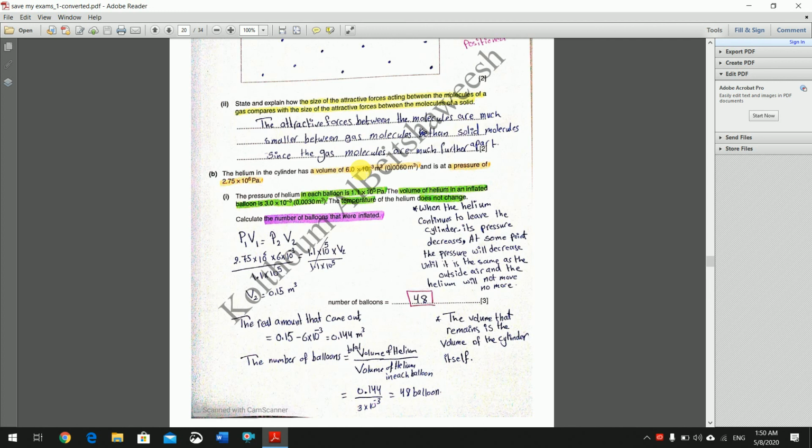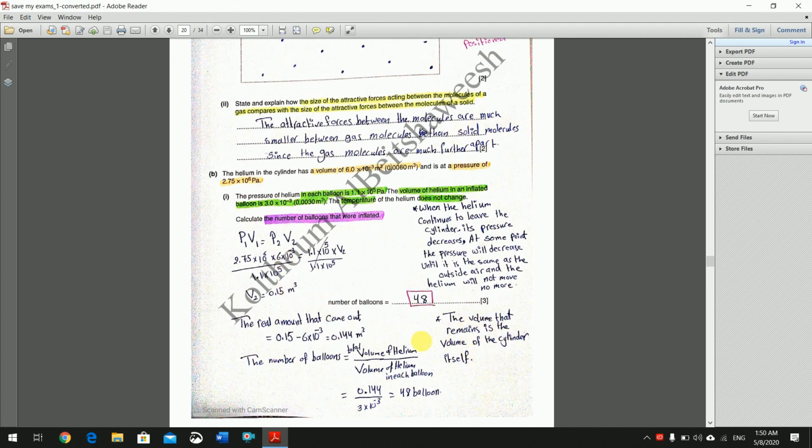of the helium, because when the helium continues to leave the cylinder, the pressure decreases. At some point, the pressure will decrease until it is the same as the outside air, and the helium will not move anymore. So we will have some of the helium that remains inside the cylinder. And how much volume is that? It is the volume of the cylinder itself.